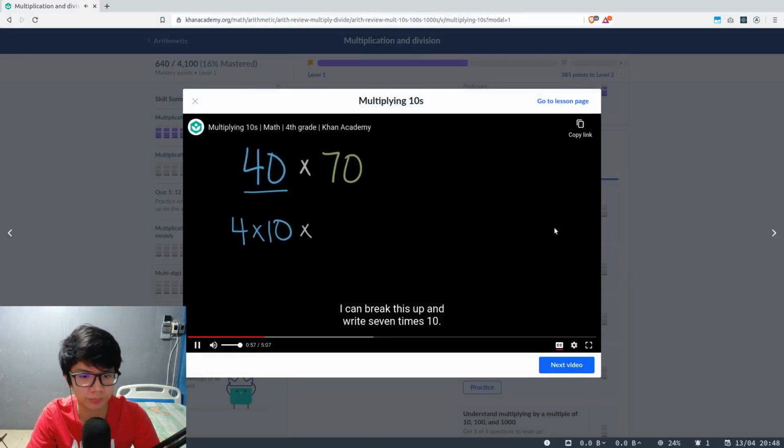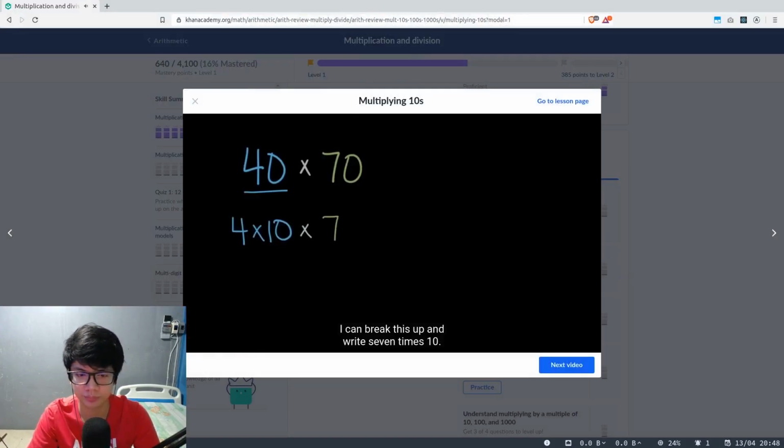Same thing, I can break this up and write 7 times 10. So these two expressions, 40 times 70 and 4 times 10 times 7 times 10, are equal. They're equivalent, so they'll have the same solution. But for me, this one down here is simpler to work out because of these times 10s, so I'll solve this one knowing that I'll get the same solution as I would have for this top expression.